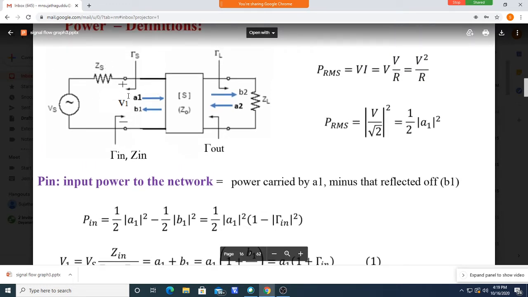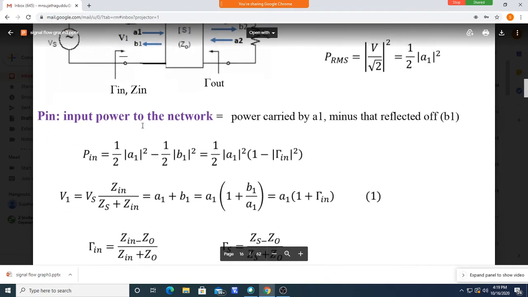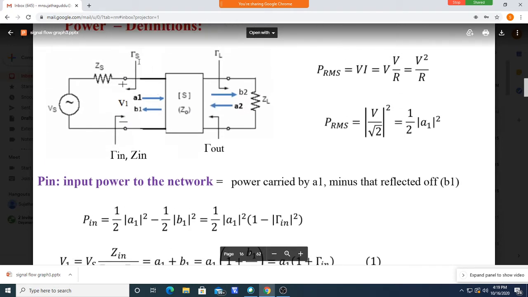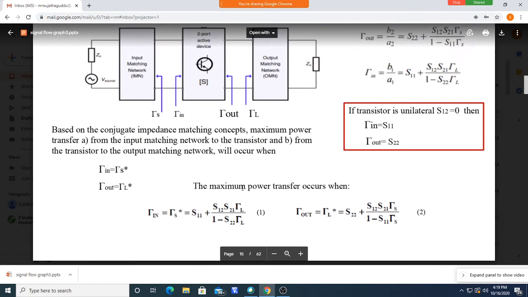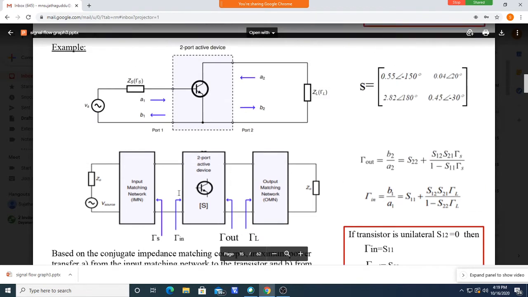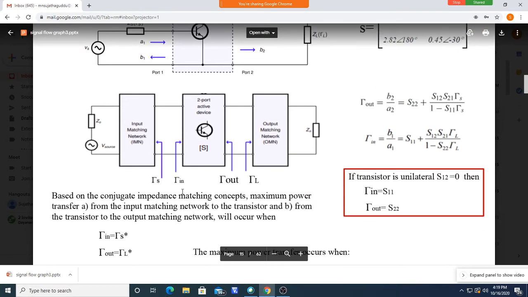So there is a mismatch, so we have to match this. Tau s, with the ZS, must be matched with the Zin, or tau in must be the complex conjugate of this. Then only maximum power will be delivered. So that is what I was telling about in the previous class.